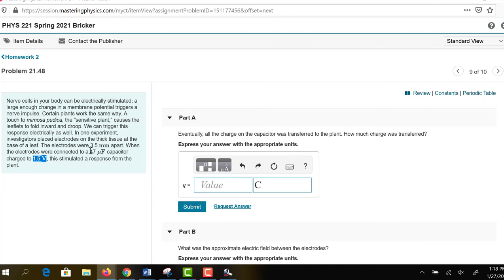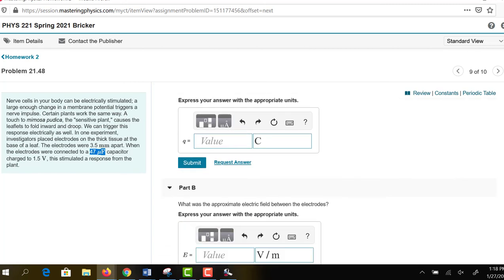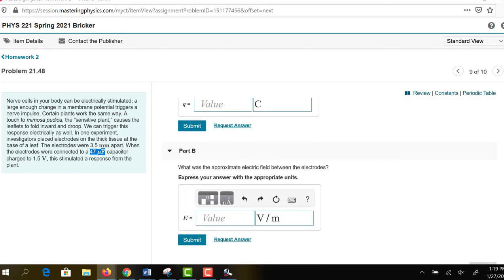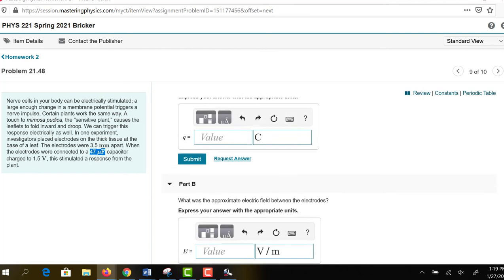How much charge was transferred? So if you've got this much voltage on this sort of capacitor, how much charge does that correspond to? And then the second part is, what is the electric field between the electrodes?